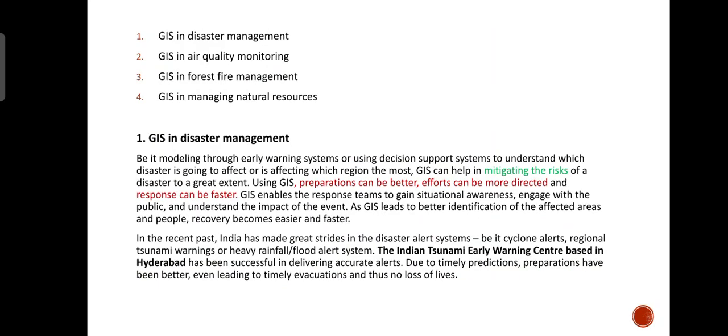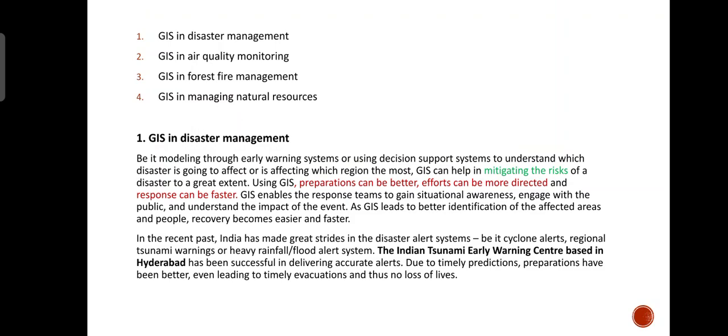These are four ways of using GIS in environmental protection or environmental management. First one, GIS in disaster management. Second, GIS in air quality monitoring. Third, GIS in forest fire management. Fourth, GIS in managing natural resources. First one, GIS in disaster management.